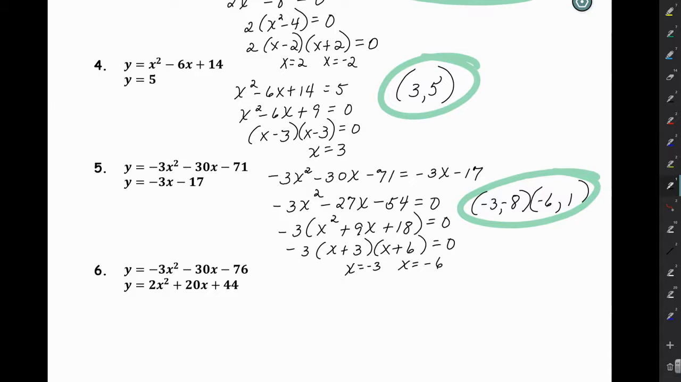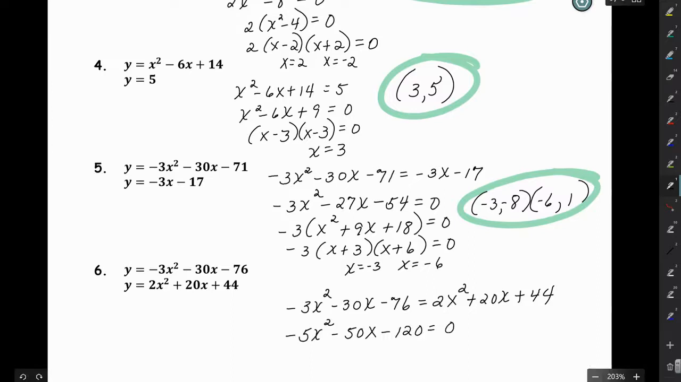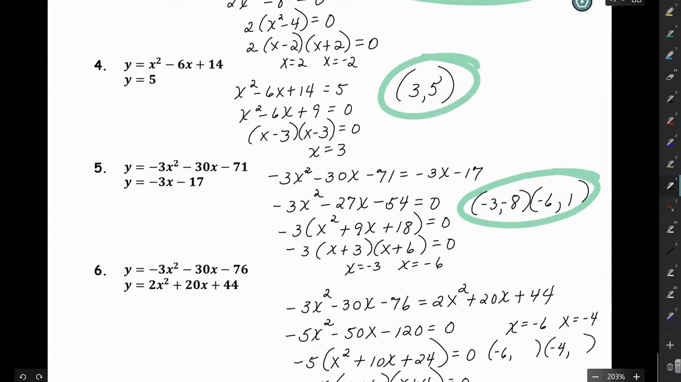So last one, set them equal to each other. I'm going to subtract 2x squared minus 20x and minus 44 to get everything over to the left side. Looks like I can pull a -5 out. That will make factoring a lot easier. Factor and solve. I get x equals -6 and I get x equals -4. So I am expecting 2 coordinates. If I put -6 into either equation, I'll get a value of -4. And if I put -4 into either equation, I'll get a value of -4.